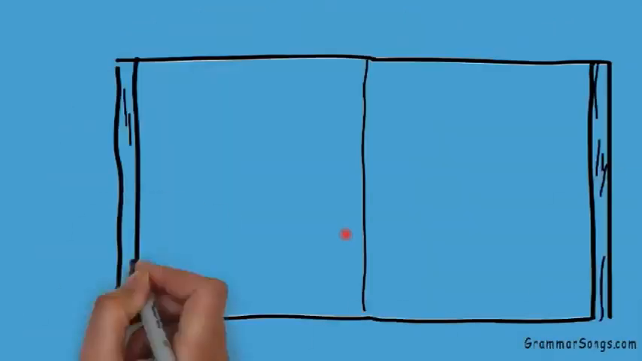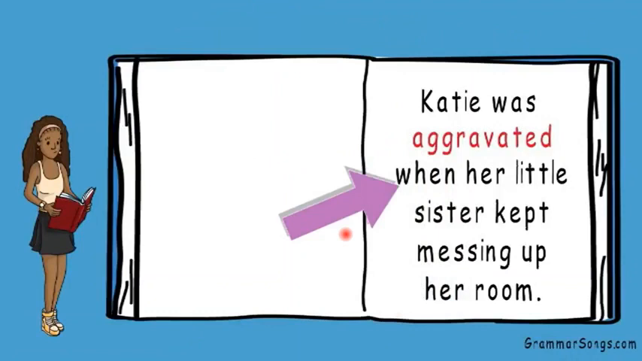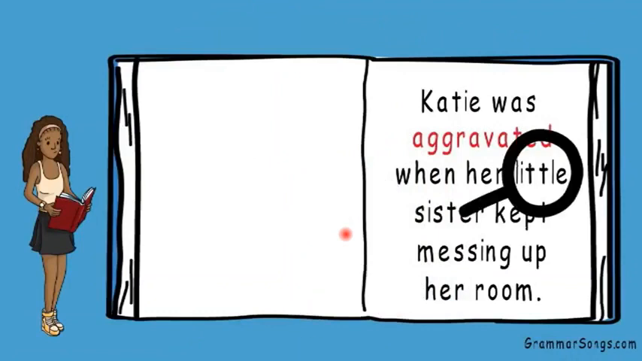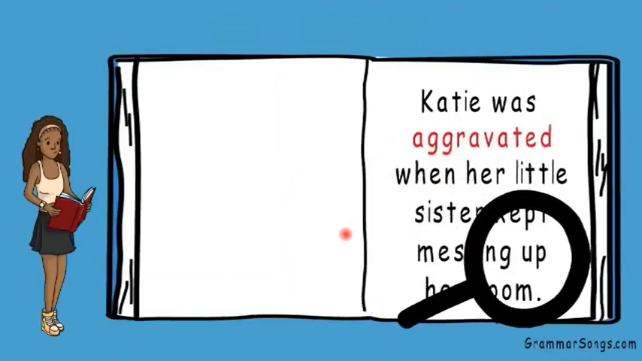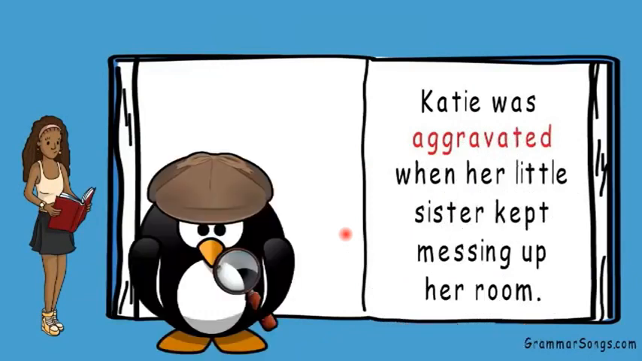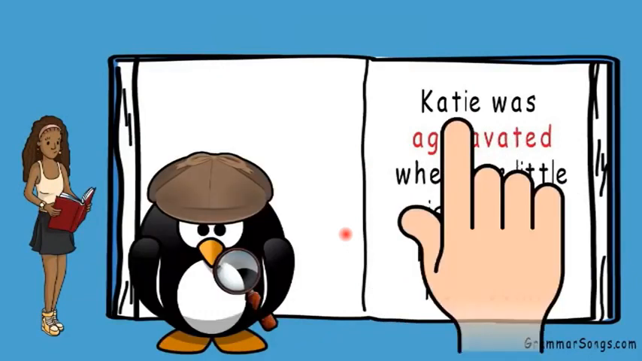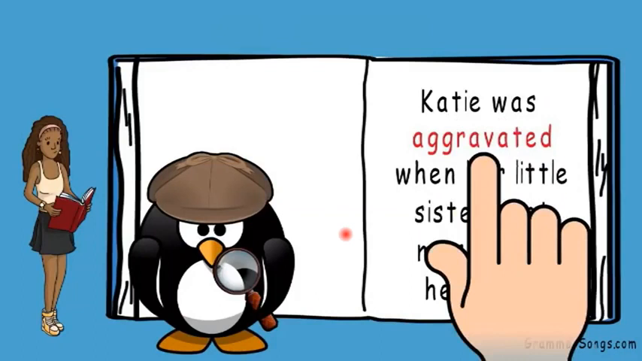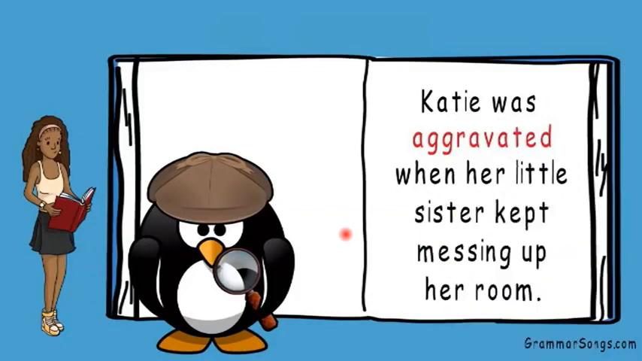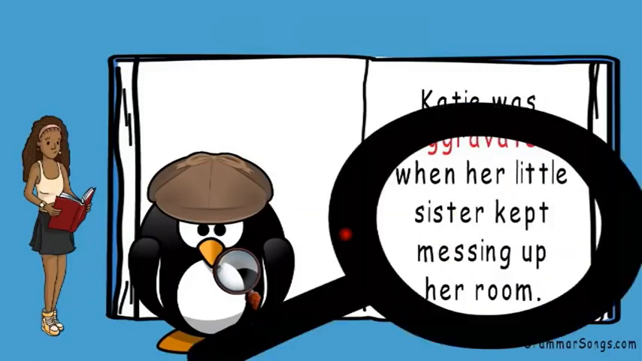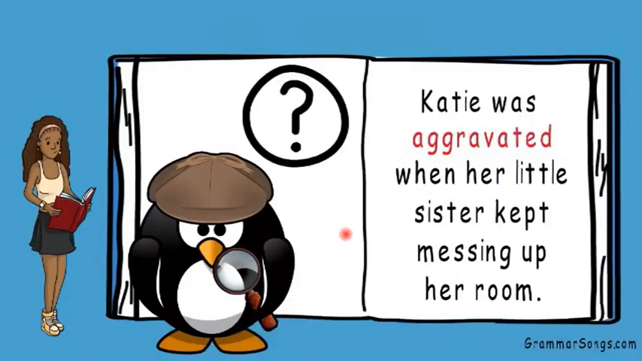A word's context includes the words and sentences around it. This is where you can find clues to the meanings of a word that you don't know. What clues do you see? Well, we know Katie was something, so we need to read the rest of the sentence to figure this out. When her little sister kept messing up her room. So what could Katie be if her little sister is messing up her room?